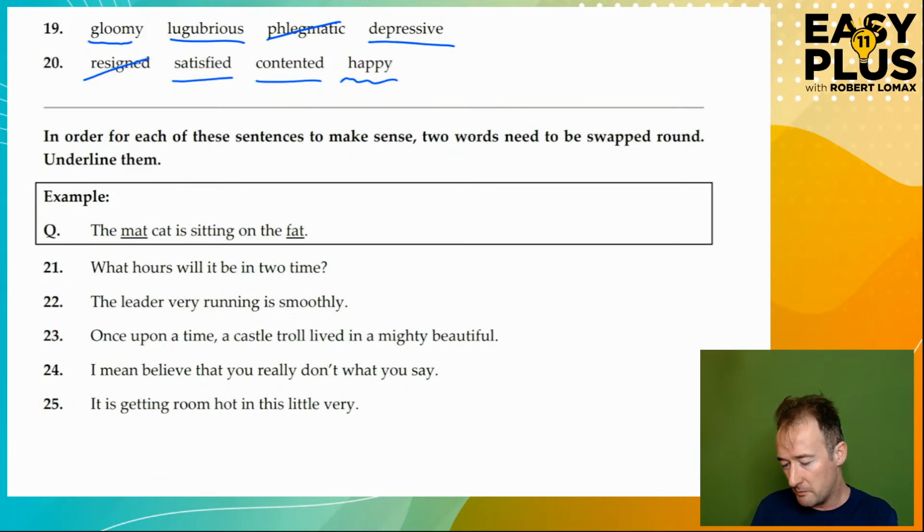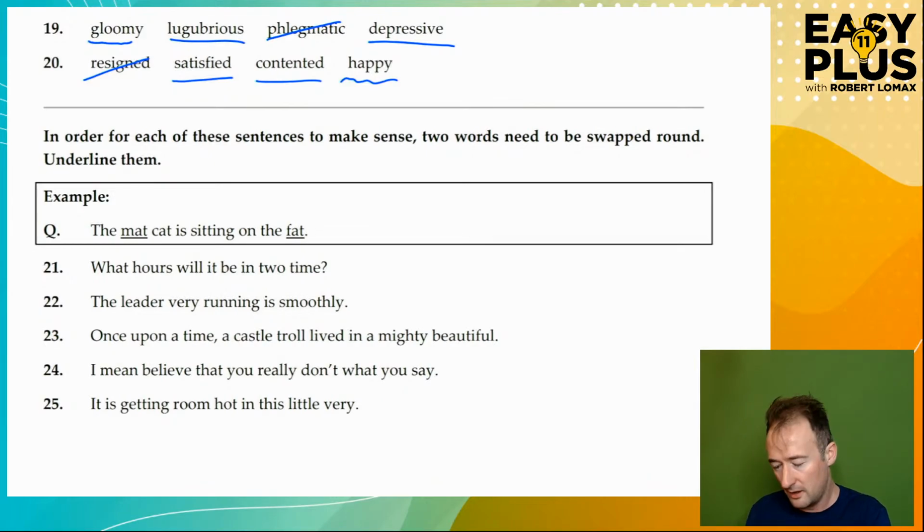Right, the mat cat is sitting on the fat in the example. Okay, clearly wrong, but how do you work with that? So the system I'd have here, I'd go to the first word that seems wrong. Okay, the mat cat is sitting. Mat is the first word that seems to be out of place. So then I go on and say, what next word might seem out of place? What word might I swap with it? The mat cat is sitting on the fat. Sitting on the fat, why would you sit on fat? It isn't grammatically absurd, but it's a bit odd. So then we say, what happens if we swap fat and mat? The fat cat is sitting on the mat, and we have the answer.